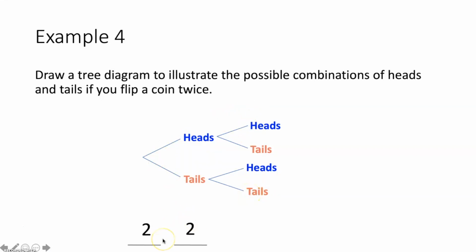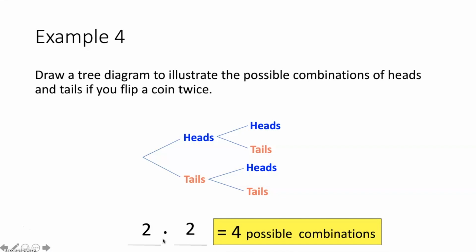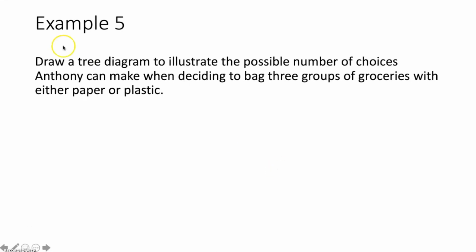Meaning that by the counting principle, if we multiply these together, there are 4 possible combinations. Now example 5 says draw a tree diagram to illustrate the possible number of choices Anthony can make when deciding to bag 3 groups of groceries with either paper or plastic. So again, tree diagram's pretty simple. Anthony has 3 groups of groceries to bag with either paper or plastic.